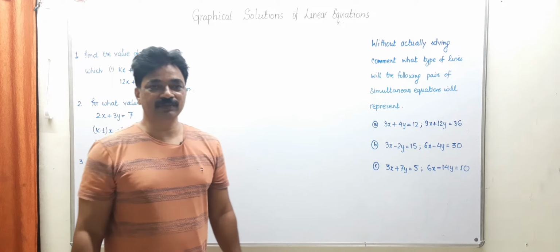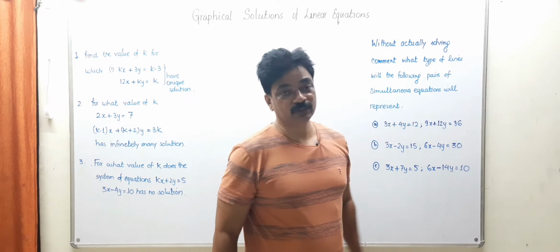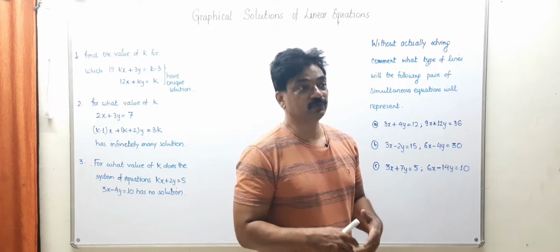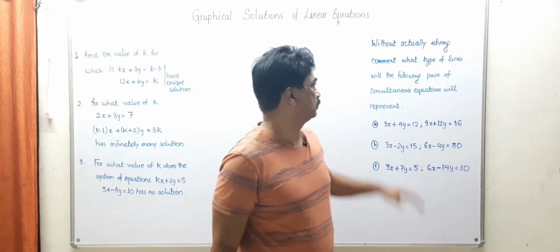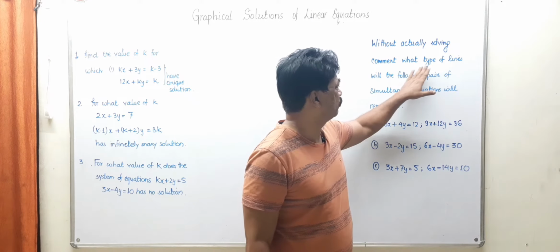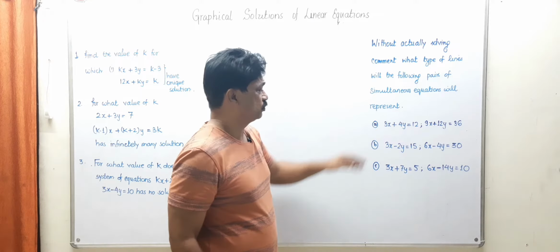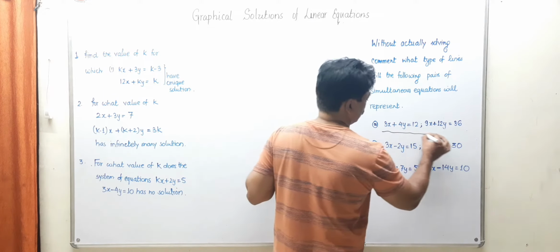So here children, we are now coming up to graphical solution, and in the graphical solution there is a very important type of question. They are actually telling, without actually solving, comment what type of lines will the following pairs of equation represent. So what type of line will this equation represent?